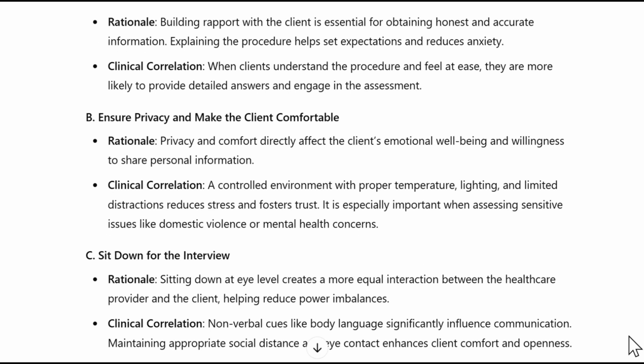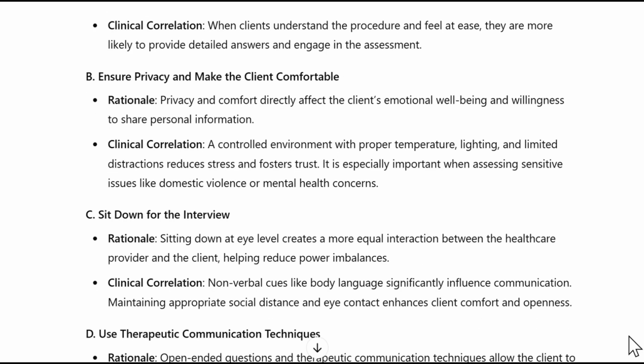B. Ensure privacy and make the client comfortable. Rationale. Privacy and comfort directly affect the client's emotional well-being and willingness to share personal information. A controlled environment with proper temperature, lighting, and limited distractions reduces stress and fosters trust. It is especially important when assessing sensitive issues like domestic violence or mental health concerns.